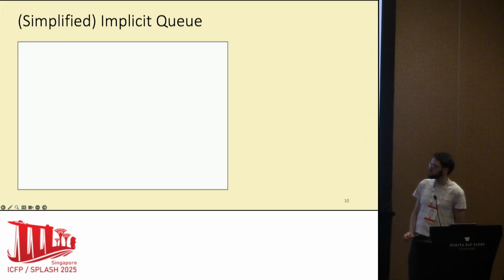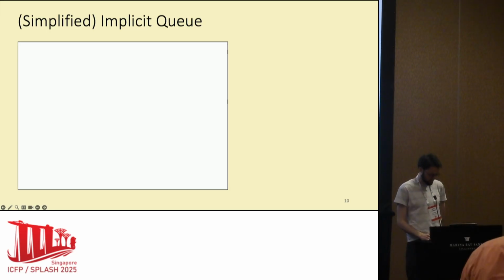And for this, I'll use the implicit queue that Okasaki does. And I have to warn you, it's a bit more complicated than the simple queue I showed at first. But yeah, I think it's one of the simpler examples, maybe.